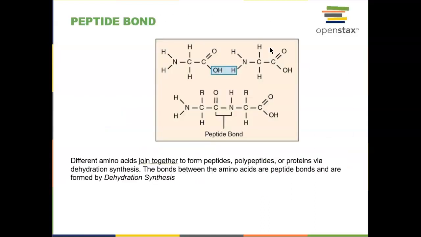So here is just to show you what the peptide bond looks like. If you are putting together amino acids to make a protein, this is dehydration synthesis, right? So you pull the OH off here, you pull the H off here.